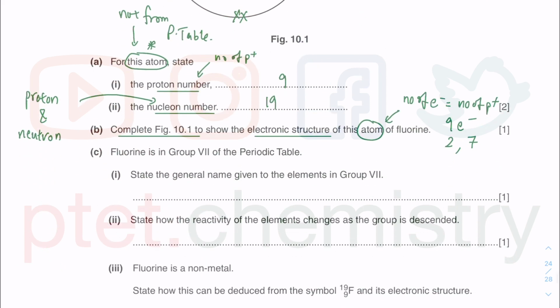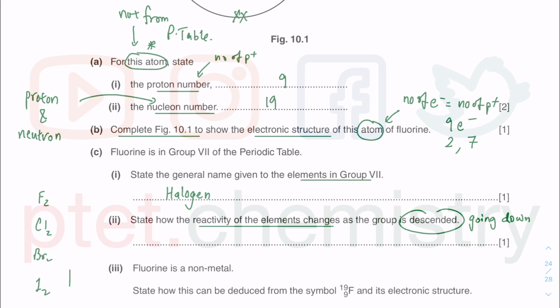State the general name given to the elements in group 7. We did this in the previous question. You will see that this is a very popular question. Halogen, halogens would be alright. Reactivity of the element changes as the group is descended. Descended means going down. We learned about the displacement reaction just now. F2, Cl2, Br2, I2. I showed you previously that the higher you go, these are more reactive halogens. More reactive halogen going up the group.